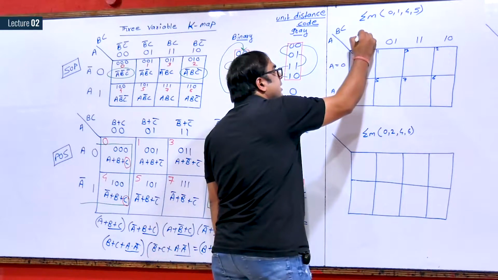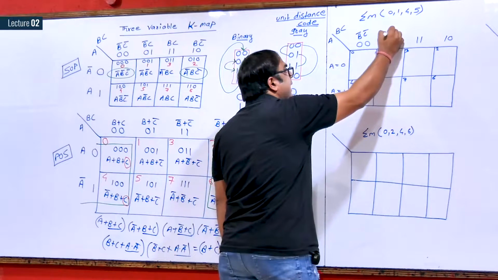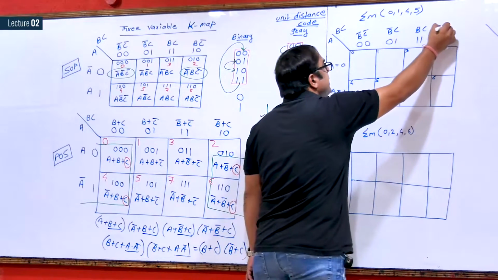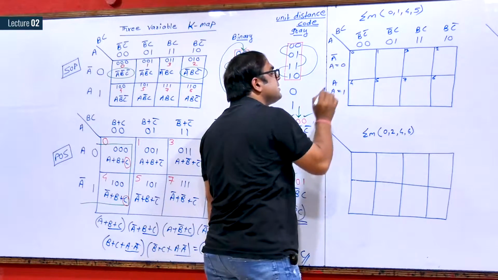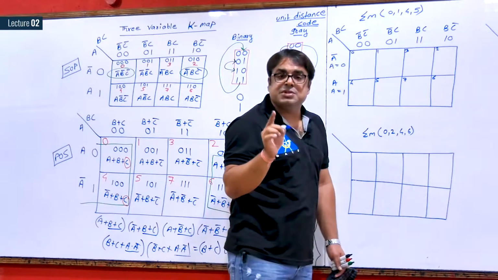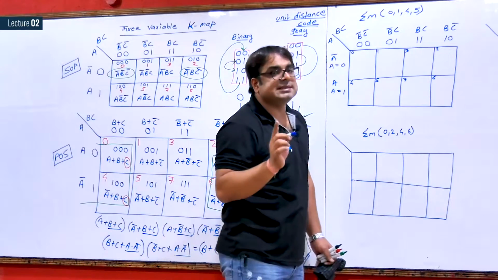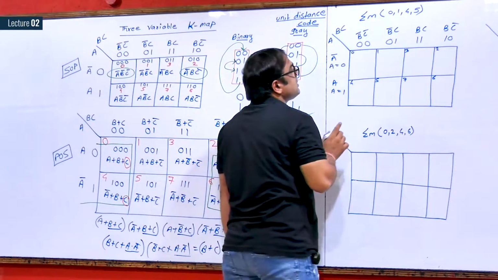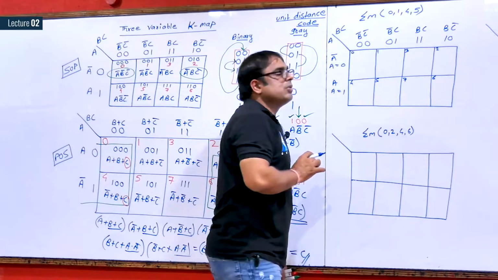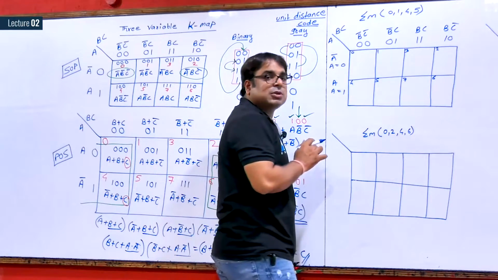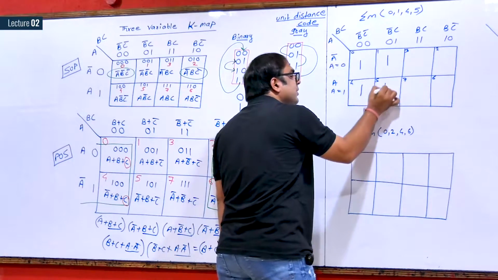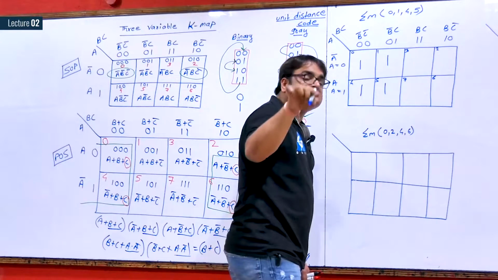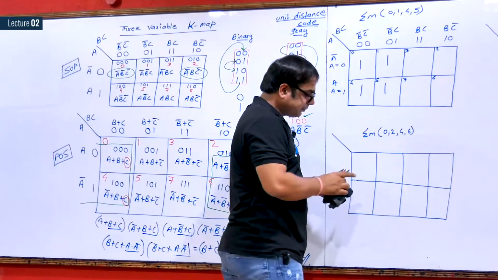This will give me B complement C complement, B complement C, BC, BC complement. This is A complement and this is A, since we are using SOP. Now see, what min terms are given to you? 0, 1, 4, 5. Min terms I will represent with 1 in the K map.